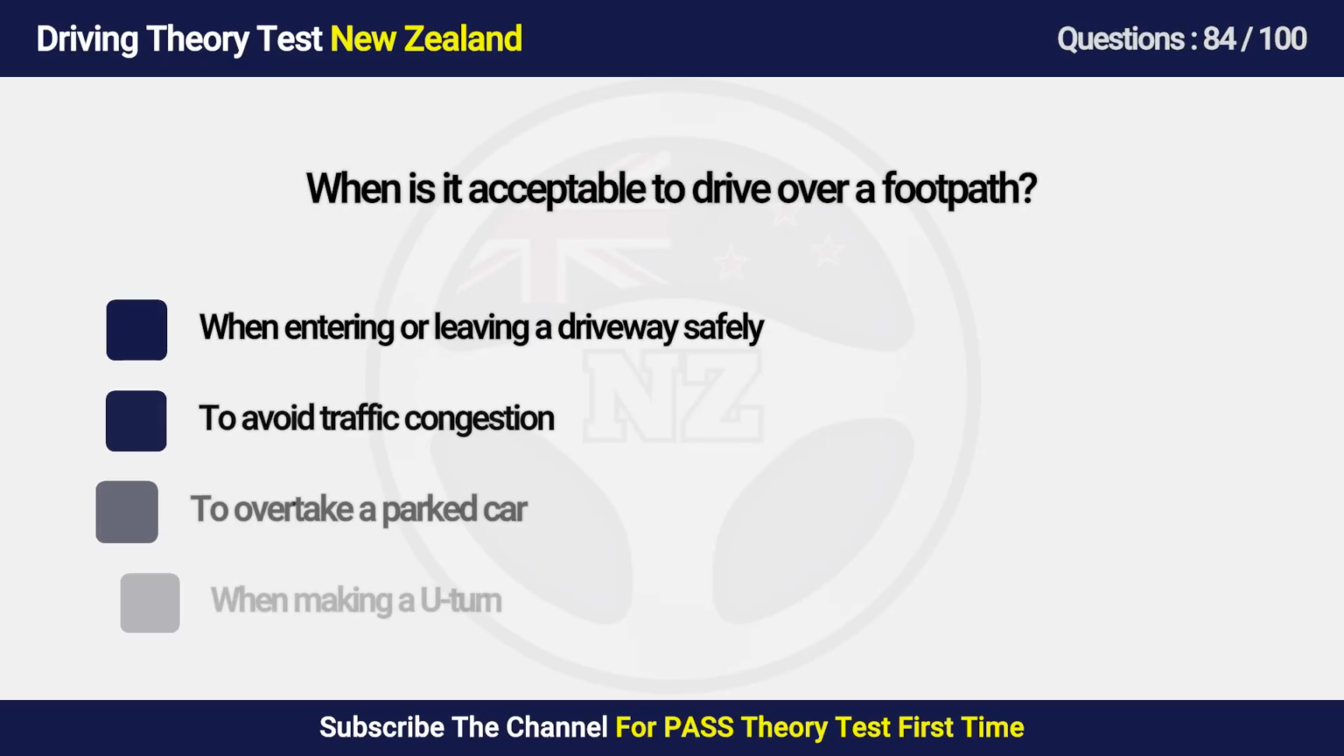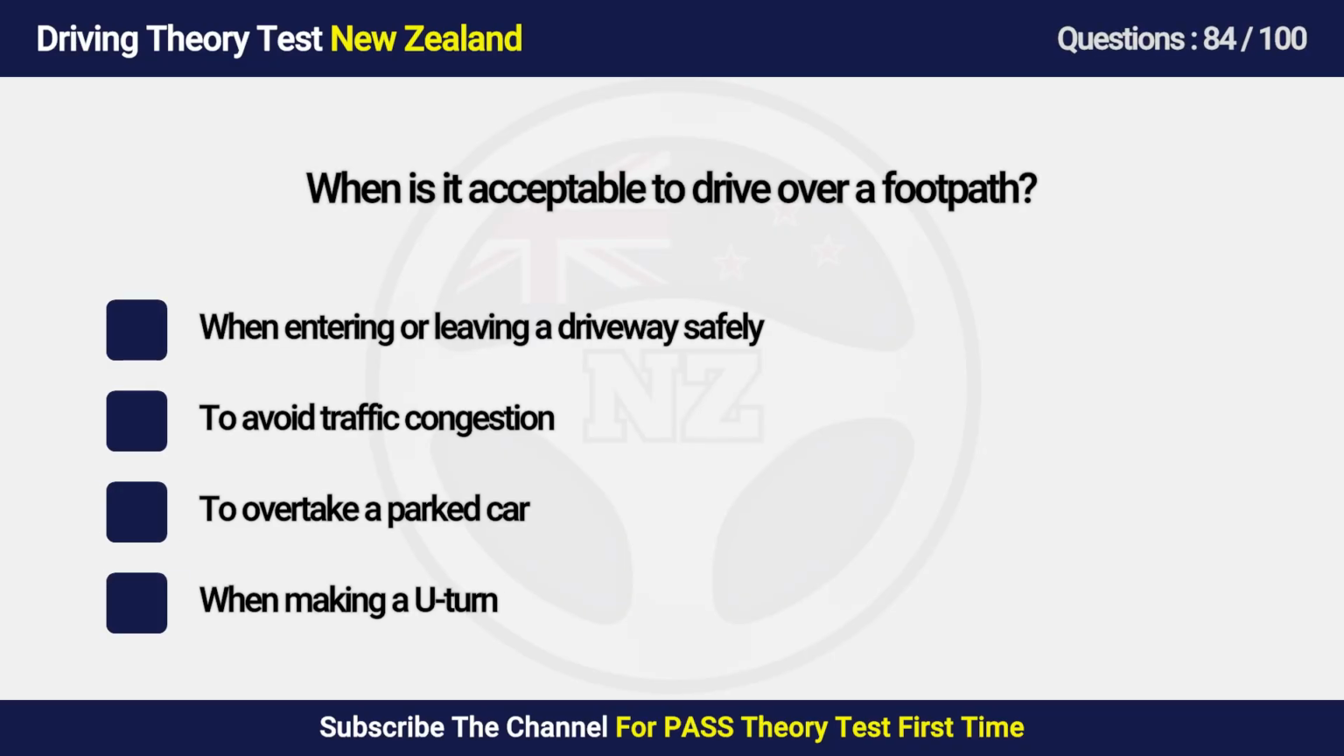Question 84. When is it acceptable to drive over a footpath? A. When entering or leaving a driveway safely. B. To avoid traffic congestion. C. To overtake a parked car. D. When making a U-turn.